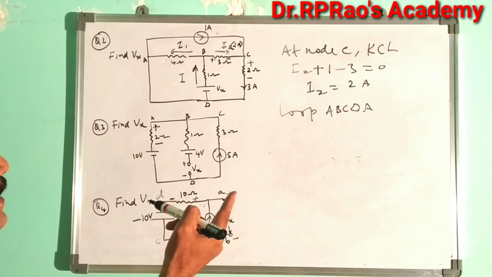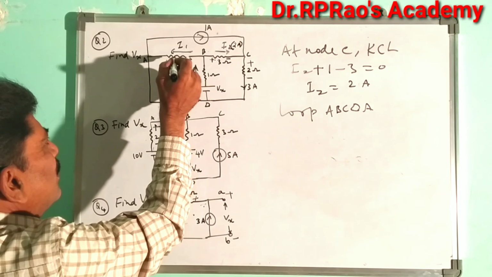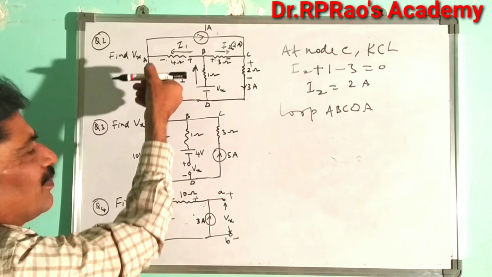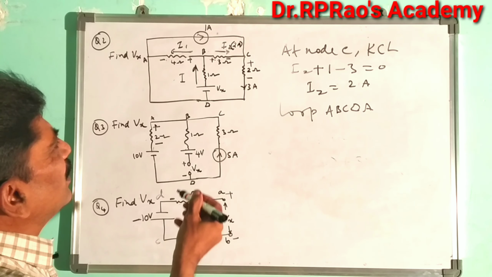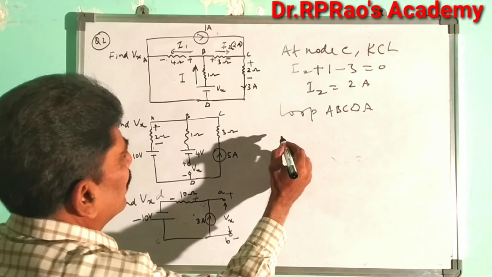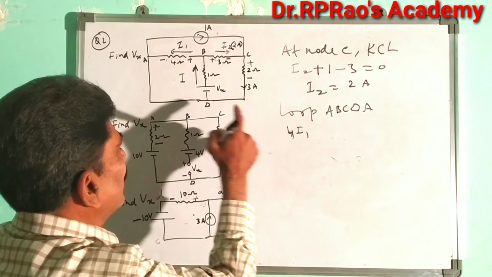A, B, C, D, A. In AB, the polarities are like this, right? Plus, minus. Current should enter the positive polarity since it is an energy absorbing element. So, rise in potential. So here 4I1 is the drop, minus to plus.